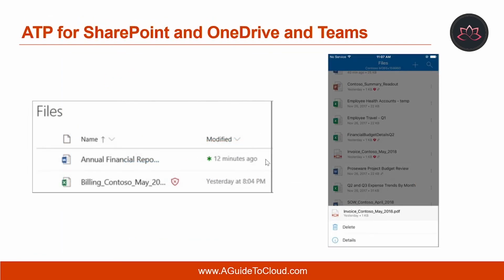Let's talk about Office 365 ATP for SharePoint, OneDrive, and Teams. People regularly share files and collaborate using SharePoint, OneDrive, and Microsoft Teams. With Office 365 Advanced Threat Protection, your organization can collaborate in a safe manner, and ATP helps detect and block files that are identified as malicious in team sites and document libraries. So, how does it work?